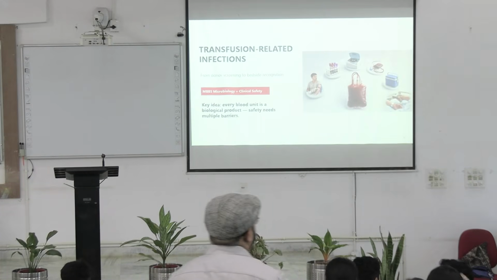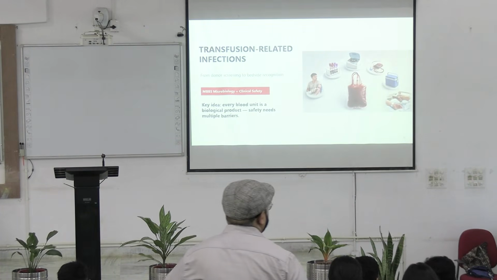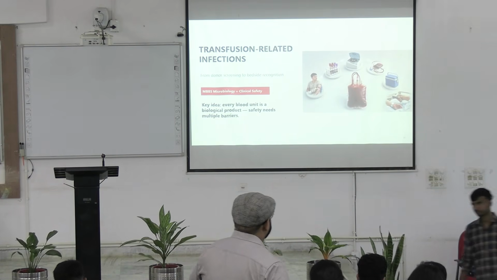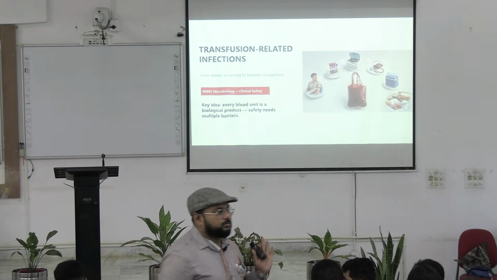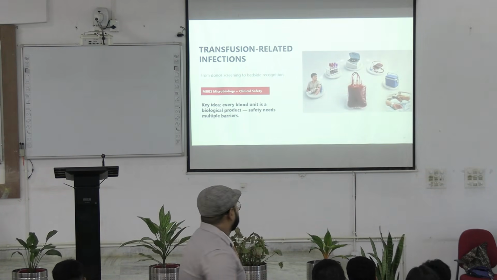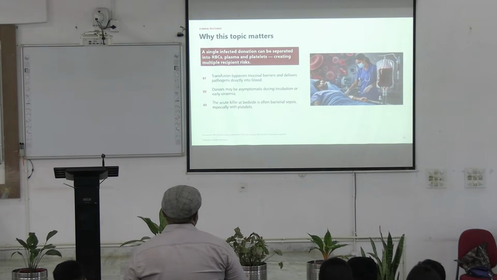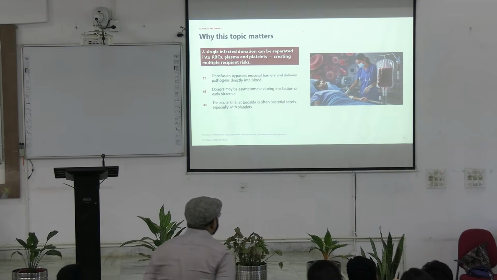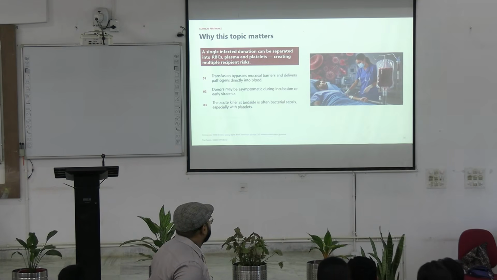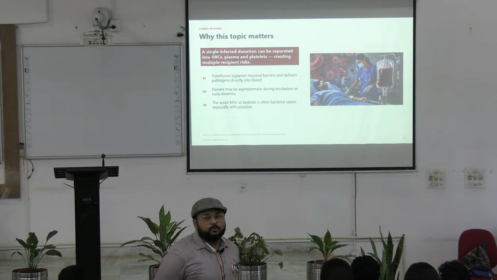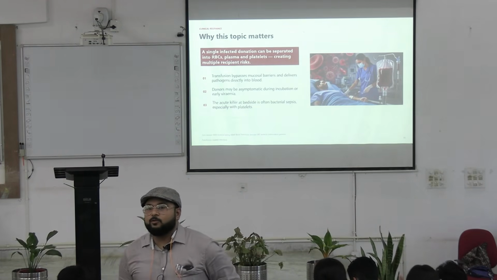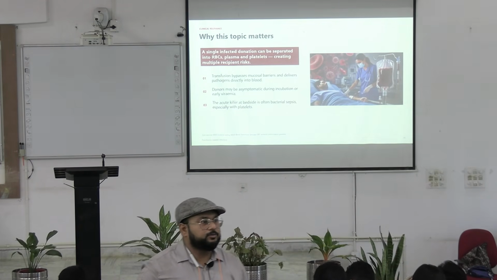What are the viruses that are mainly responsible for transfusion-related infections? It may come as a short note, that's it. A single donation can be separated into three parts: RBC, plasma and platelet. Right? Whenever a blood donation is made, the blood product is separated into three parts.